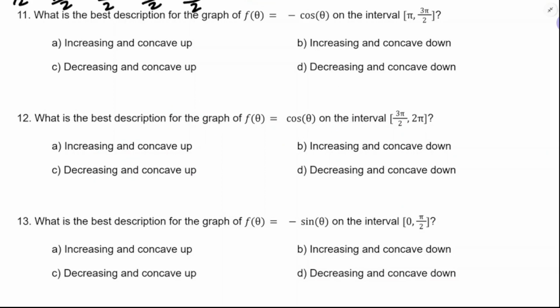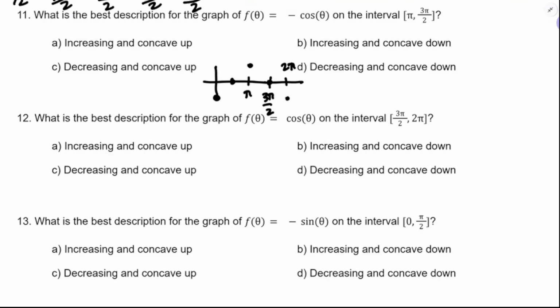Right, so what is the best description for the graph of f of theta equals negative cosine theta on the interval pi to 3 pi over 2? So I think I'm going to really emphasize the window pane method. Maybe I'm not going to draw out a whole box, but negative cosine starts at the bottom, goes up to the top, and comes back down, and that'll be 2 pi. Okay, so that means this is 1 pi, and that'll be 1.5 pi, or 3 pi over 2.